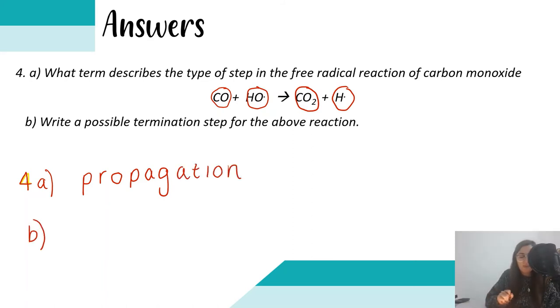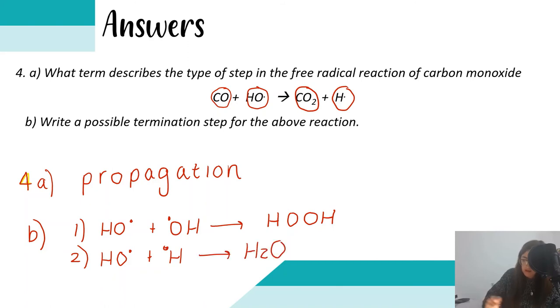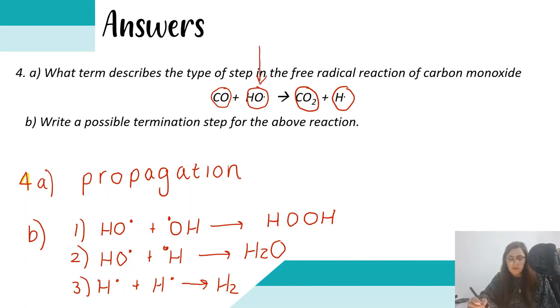B says, write a possible termination step for the above reaction. Well, we could have a hydroxyl free radical reacting with another hydroxyl free radical to create a stable molecule of peroxide. We could have our hydroxyl free radical reacting with a hydrogen free radical to create a stable molecule of water, or our hydrogen free radical reacting with another hydrogen free radical to create a molecule of hydrogen. So all I did was take the two radicals that they gave me, reacted them both with each other and with themselves to come up with three termination steps.